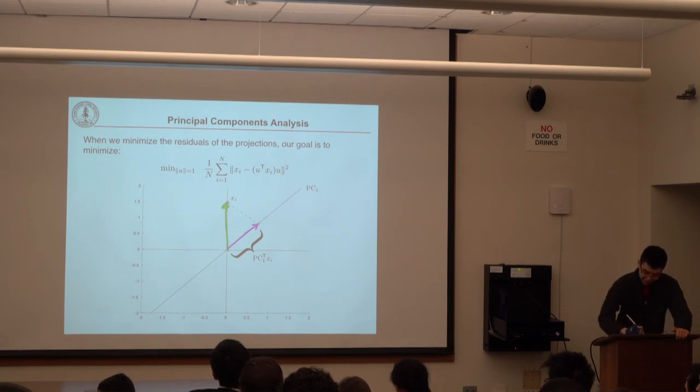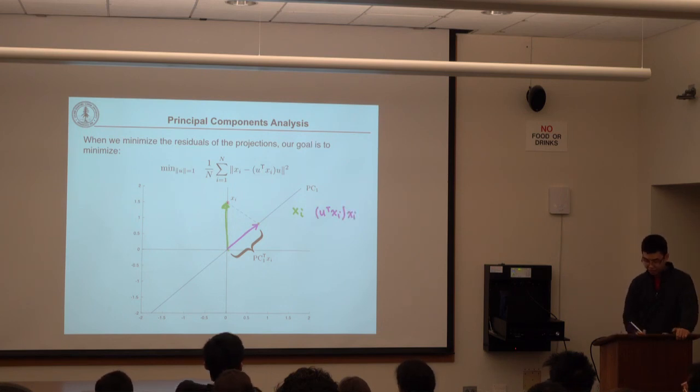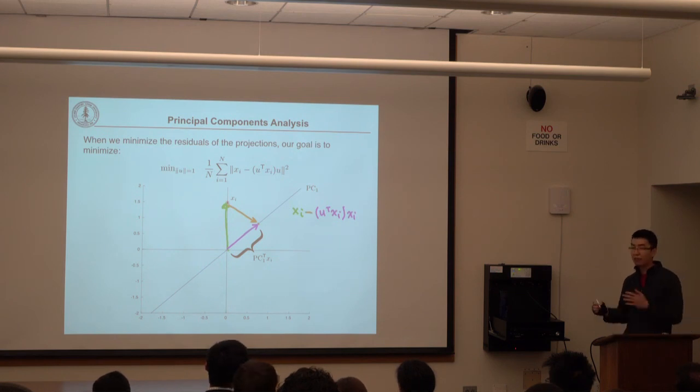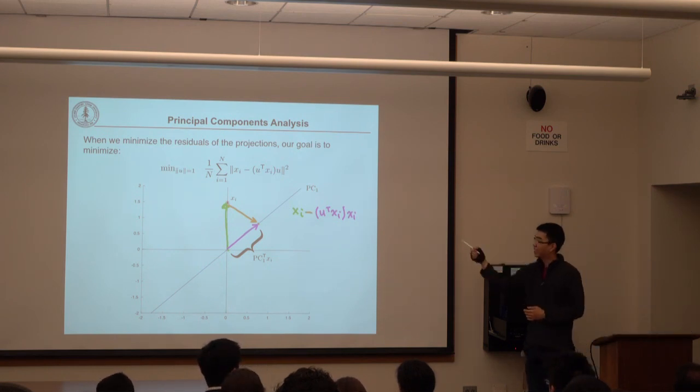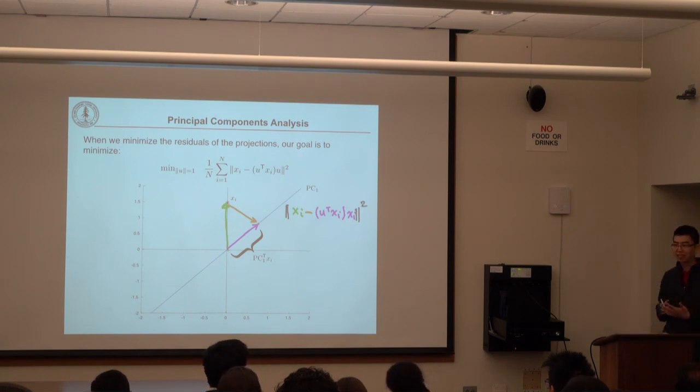And so the green vector here is just xi. And then the purple vector here is u transpose xi. That's the magnitude of the projection, times u. And if I want to take the difference, which is here shown in orange, I would just subtract them. Then if I want to minimize the size of these residuals, what I could do is just take the norm of this vector and square it. We like to square things because that makes these problems convex.